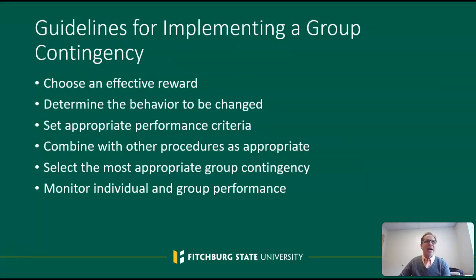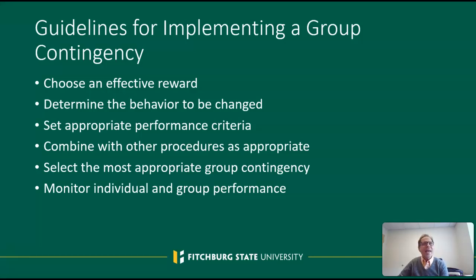And finally, just some guidelines for how we would go about implementing a group contingency, regardless of which type of group contingency we wanted to implement. Number one, it's important to choose an effective reward. It's got to be something that people want to earn, that's going to be valuable to people if we expect them to work for it. We need to determine the behavior that is to be changed. And then we want to set appropriate performance criteria. So this is really important.